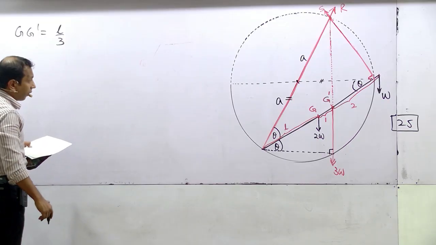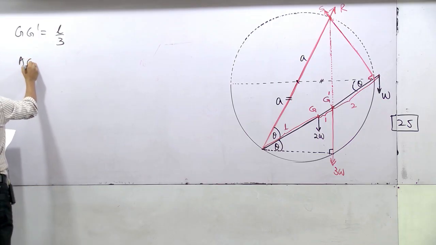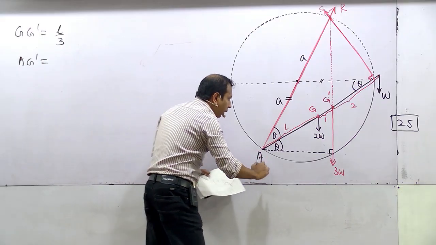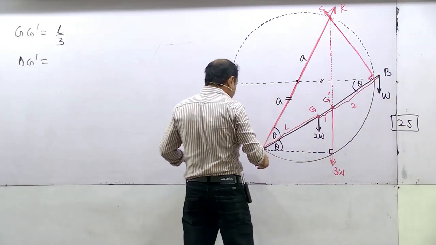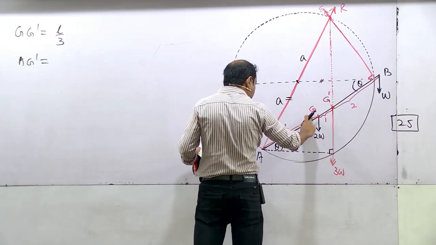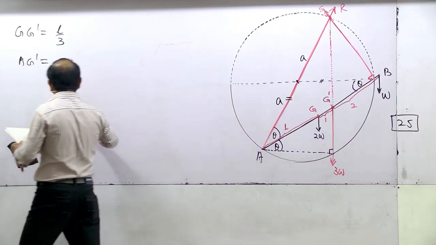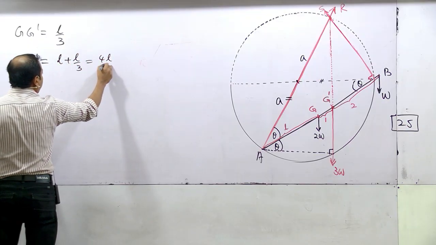Now we can write AG dash. AG dash means the length from here to here. Here A, this is B now. AG dash means AG plus GG dash, L plus L by 3. L plus L by 3, this is 4L by 3.